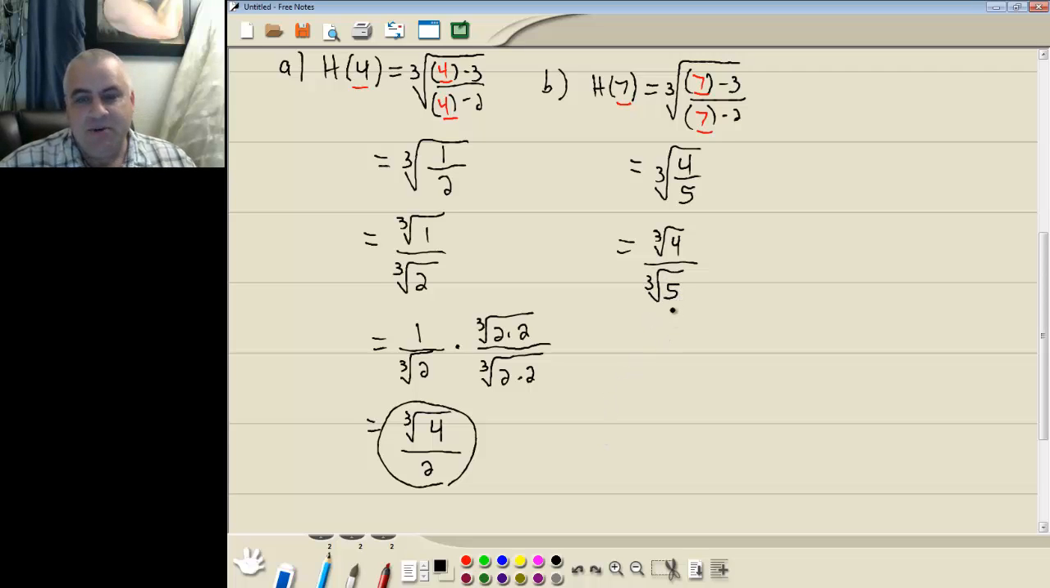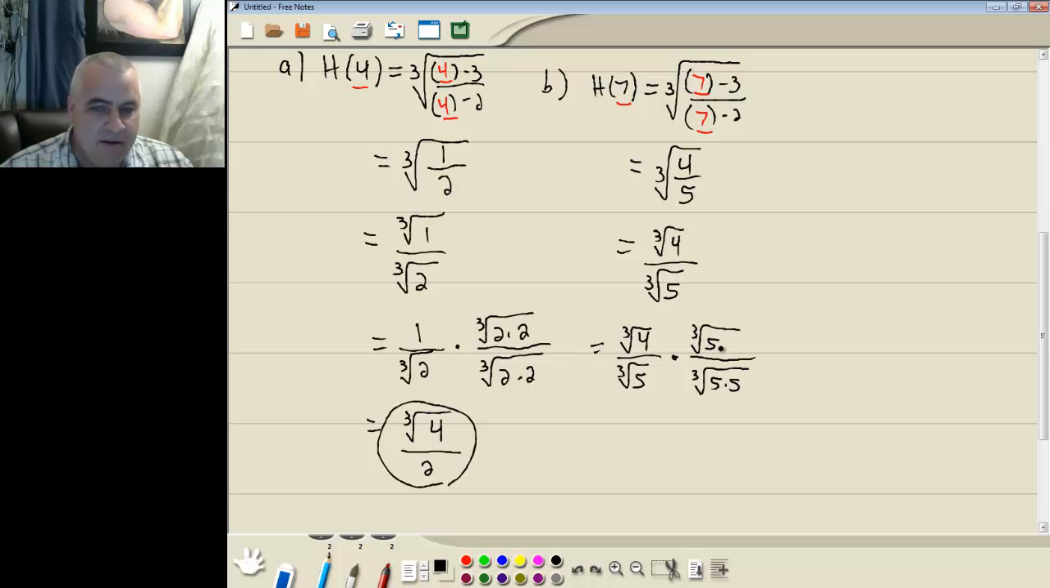Okay. Now the issue is the radical in the denominator. We can't have that. So let me go ahead and write this down again. We got the cube root of 4 over the cube root of 5. Our index, the number in the slot, is 3, which means we need 3 5's. We only got 1 5, so I'm going to put 2 more 5's down here. And whatever you multiply by the bottom, you have to multiply by the top. So put 2 5's inside the cube root up there, too.